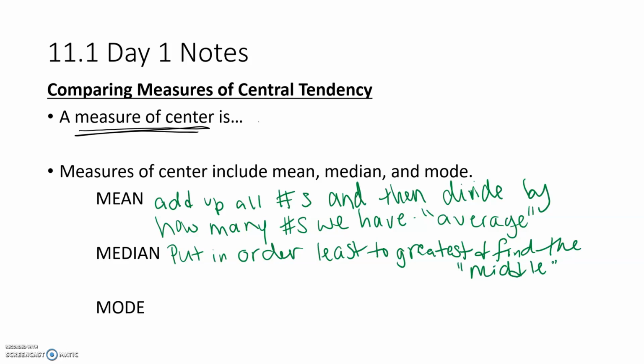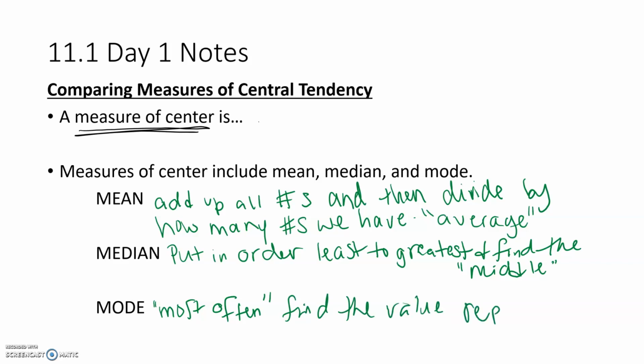And then our mode is something that we see the most often. So what we're looking for is the value that is repeated the most. So we're going to find the value repeated the most. Okay, so we're going to focus on those first.